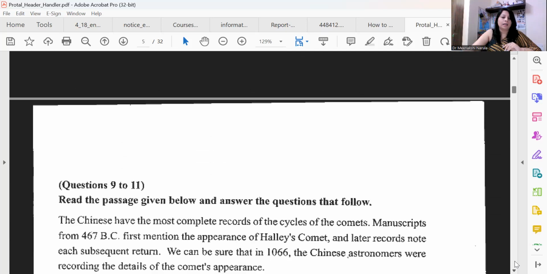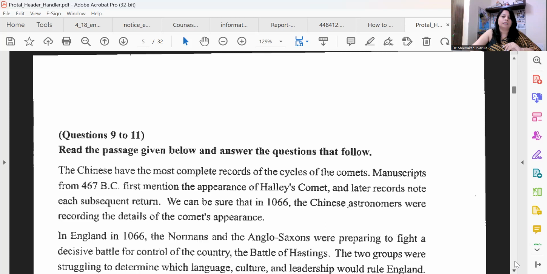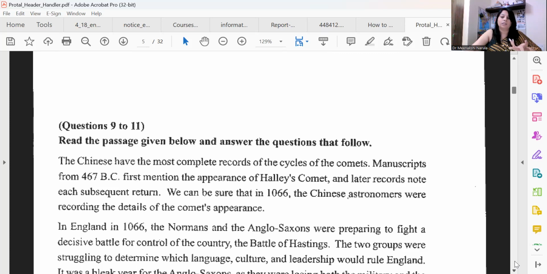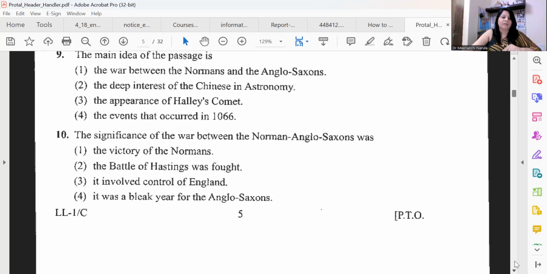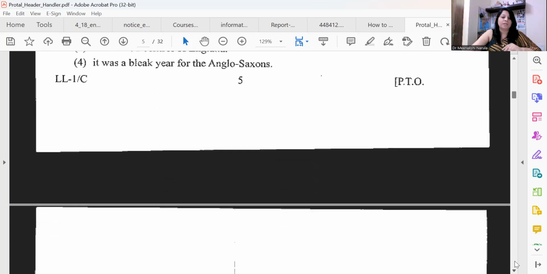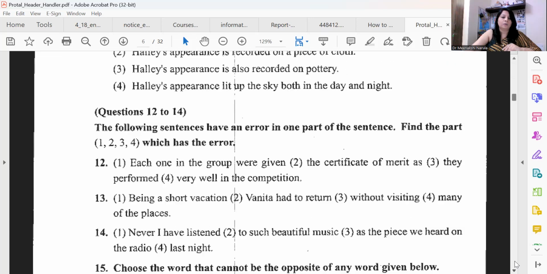And what will the next question be? Read the passage given below and answer the questions that follow. Comprehension you have been doing a lot in 12th standard, 10th standard. So comprehension, that is also MCQ based. You can do it. And the next one is: the following sentences have an error in one part of the sentence. Find the part 1, 2, 3, 4 which has the error.